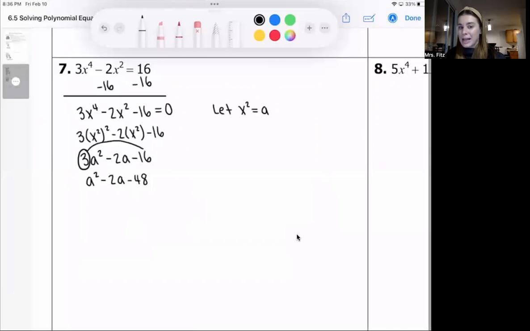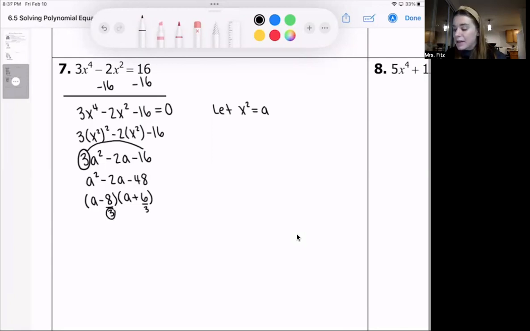Well, I'm thinking 6 and 8 are going to work, but we need 8 to be negative in order for them to add to negative 2. So this will factor to a minus 8 times a plus 6. All right, from there, we stole the 3, so now we need to take it back. We're going to divide both of these constants by 3.